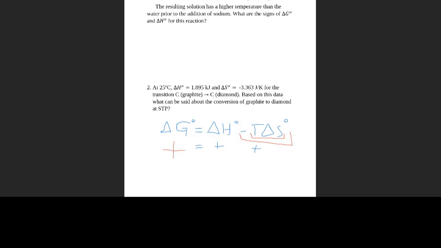So let's see. Okay, so we evaluated the thermodynamic parameters. Now, based on this data, what can be said about the conversion of graphite to diamond at STP? If you can tell me, does it occur spontaneously or not? It would be non-spontaneous. Good job. Is that what you said before I started the problem?